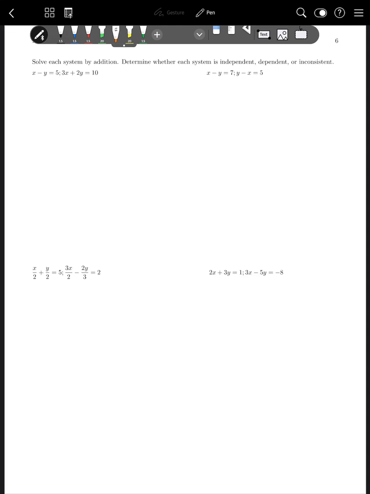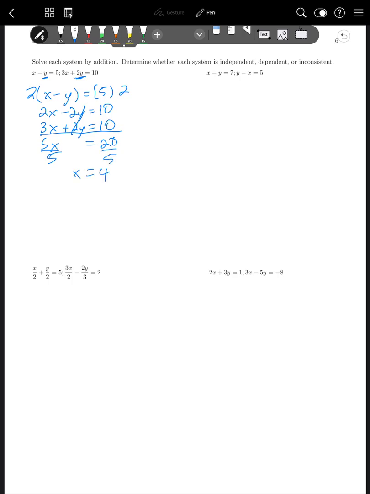So for the first one, the easiest thing to make opposites is the 2y and the negative y. So if I multiply the first equation by positive 2, that'll happen. So 2 times x is 2x, 2 times negative y is negative 2y, 5 times 2 is 10, and then we're going to add that to the other equation. So 2x plus 3x is 5x, negative 2y plus 2y is 0, 10 plus 10 is 20, divide by 5, and you get x equals 4.